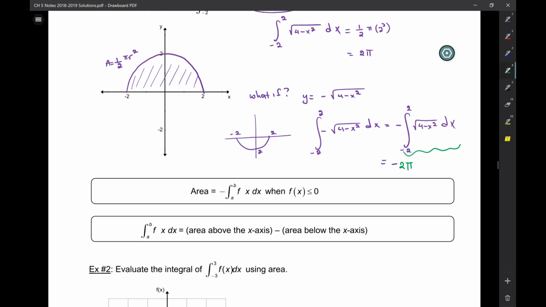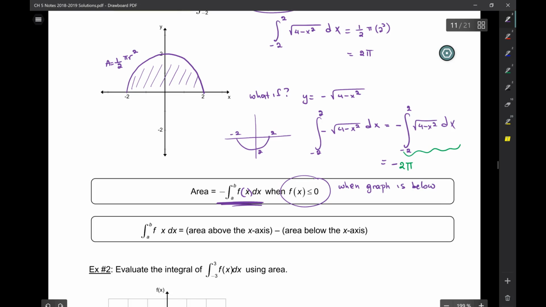Okay? All right, so area equals negative f of x dx when the function is less than or equal to 0. So when the graph is below the x-axis, area is negative.